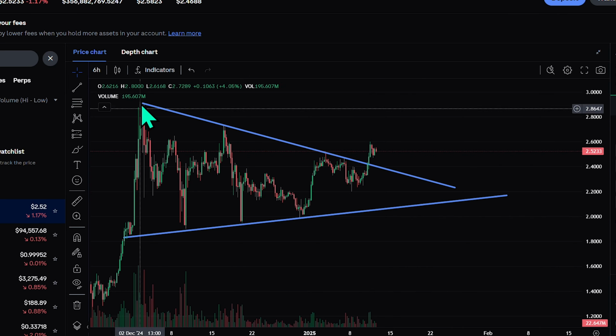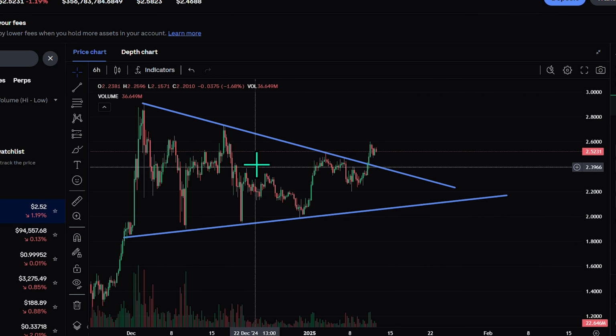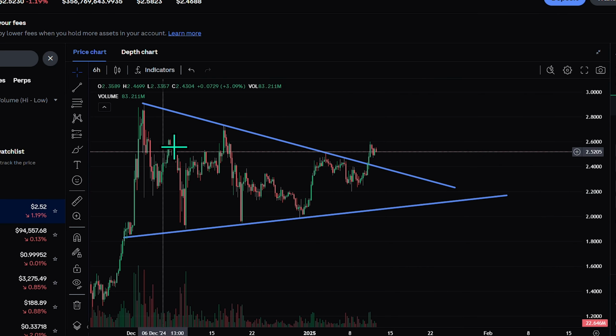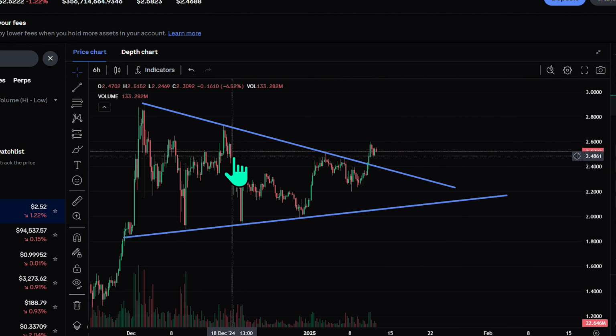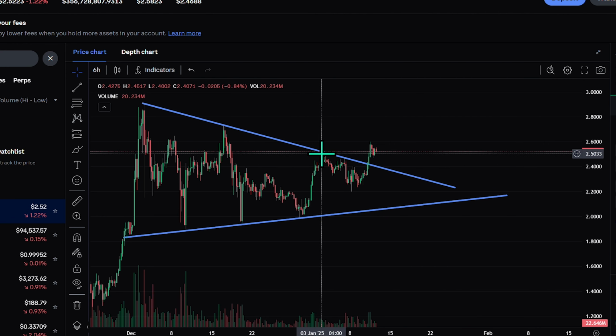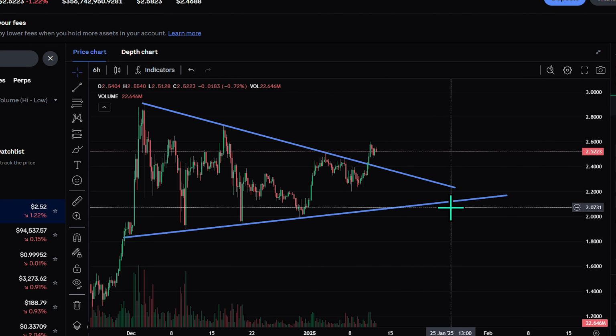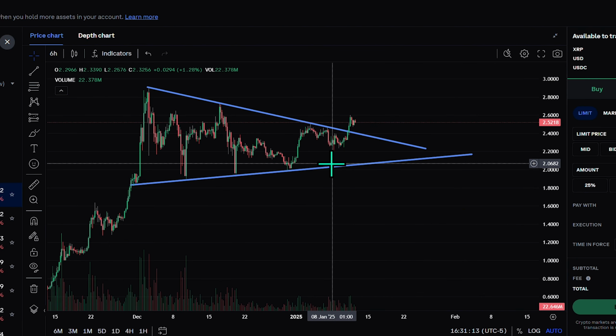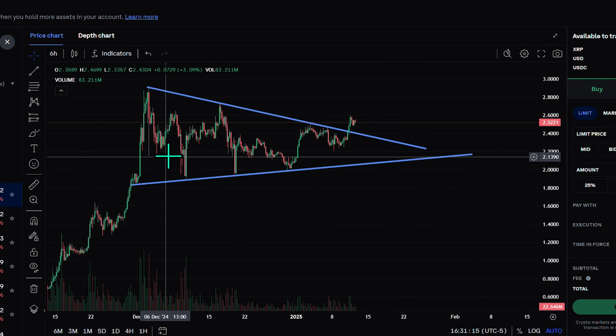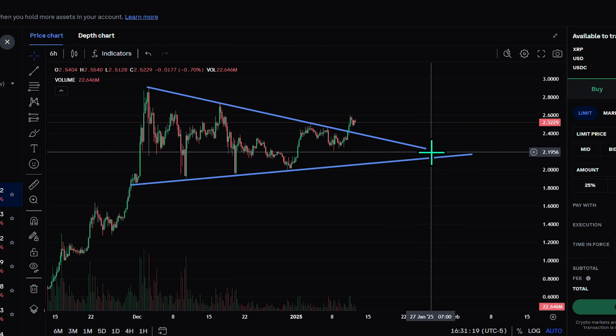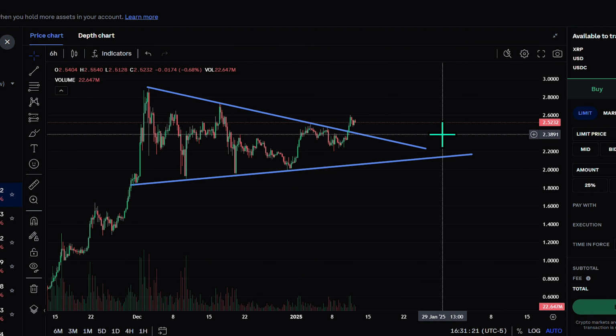Now, as I mentioned, you'll typically see the price just oscillate between these two lines, so the resistance and the support line. It's going to oscillate and eventually it's going to converge towards the apex. And what I want to point out about that is that the volume typically decreases as the price moves towards the apex, and a volume spike often confirms the breakout of the direction.